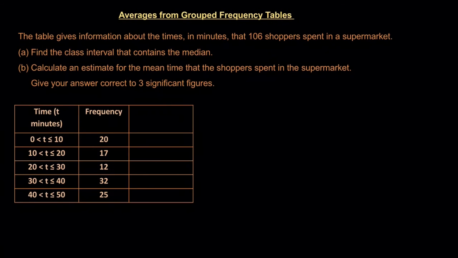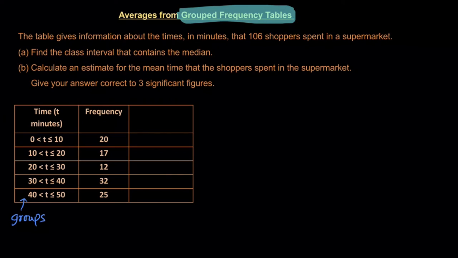But if you now look at this example, the frequency table is a bit different because we have groups here. You can see we have groups. So this table is called a grouped frequency table. The method is slightly different. Let's have a look.